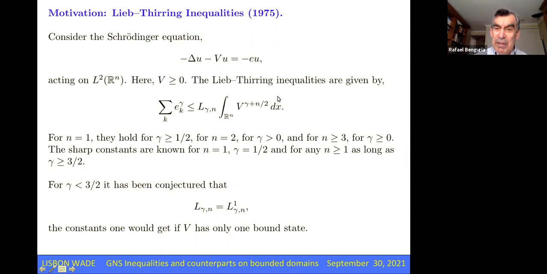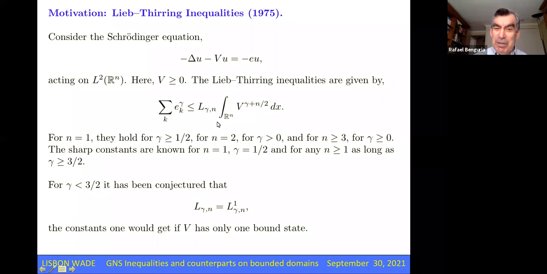There is a huge literature on the subject. There is now a book by Rupert Frank and Ari Laptev on that. And we know that for n equal one, they hold for gamma bigger or equal to a half. For n equal two, they hold for gamma bigger than zero. The special case gamma equal to zero, which is the number of eigenvalues, is the famous inequality obtained by Rosenblum, Schwinger, and Lieb. And I see that Grigory is here.